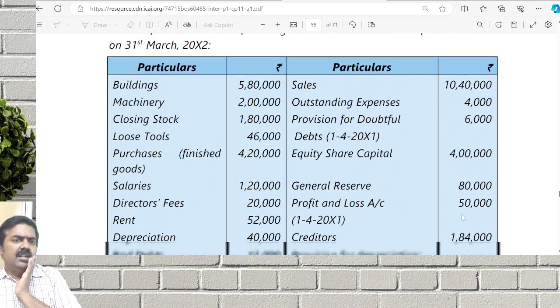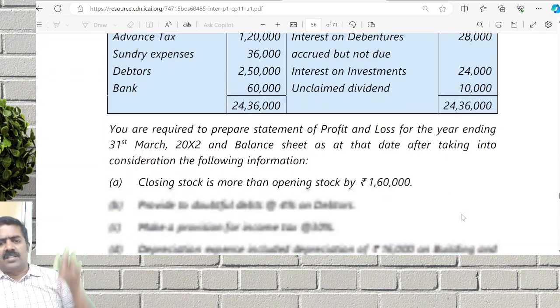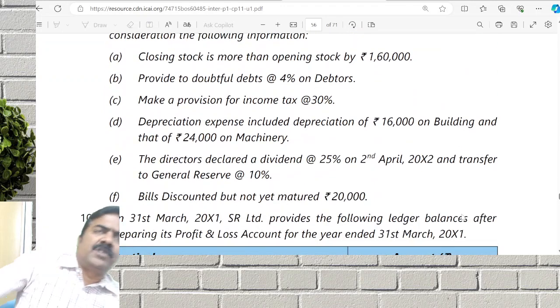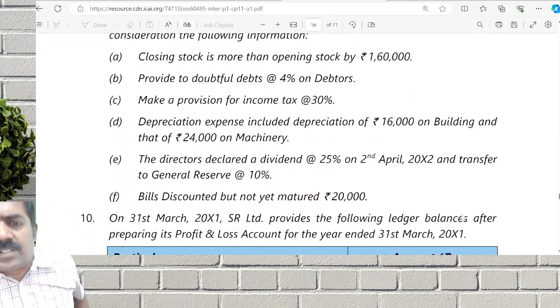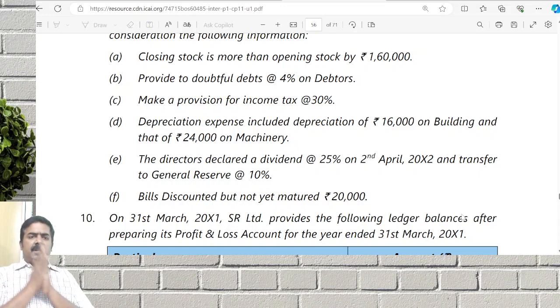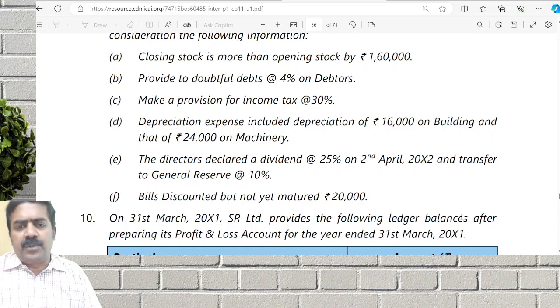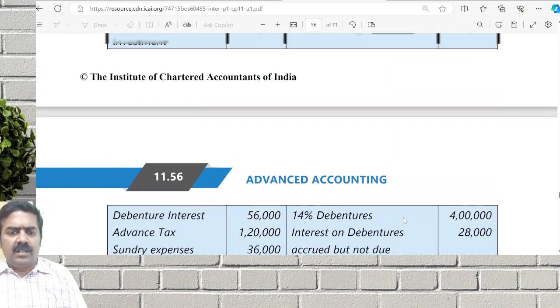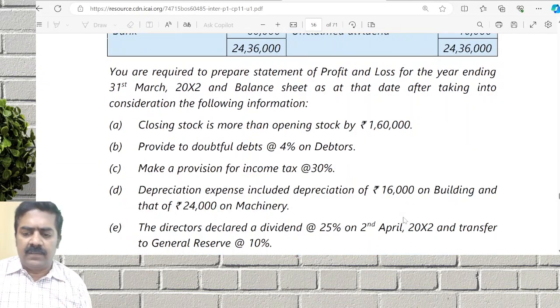Just read. I request you to read the trial balance and adjustments once again. We'll solve it. We'll not see it first, the simple problem number. We just saw the solution. This will work out properly. Just I request you to go through which one? All the trial balance and adjustments, we'll solve.